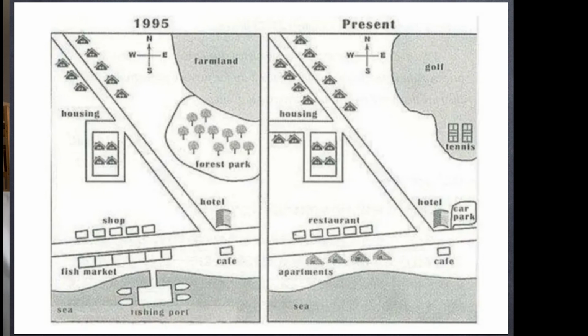So when we look at this map, we can see that green spaces were replaced. For example, the farmland or the golf course. We can see that some of the green spaces disappeared, like the forest park. We can see other things being replaced, like the buildings. For example, we see the shops and the fish market were replaced with restaurants and apartments. And we can even see in the map something was unchanged. We see that cafe by the seaside.